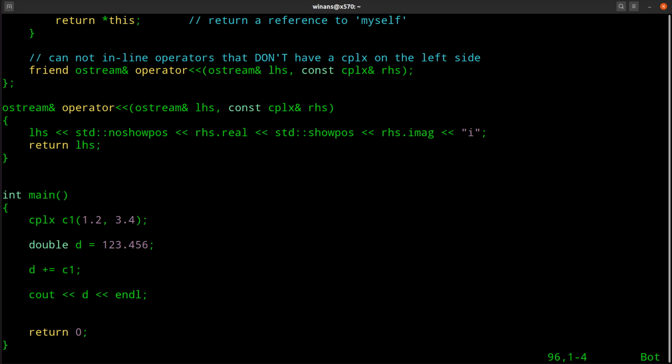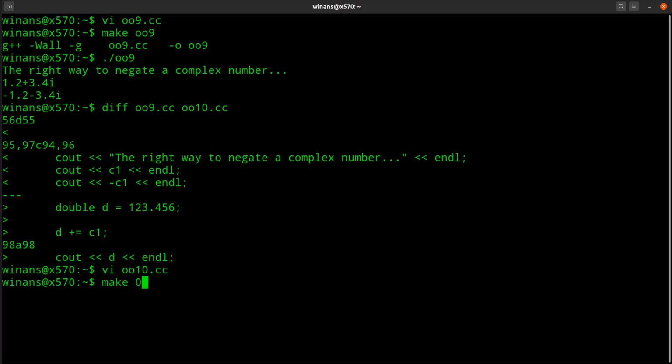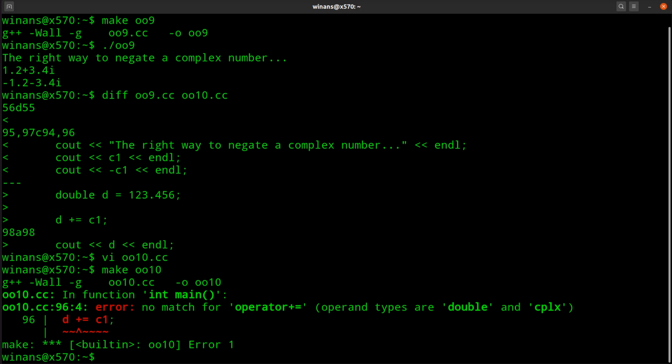And here's this double, and I'm going to try and add a complex, which is what C1 is, to a double. And we'll see what happens here. So let's try and compile it. The compiler is going to gripe. Now look very closely at what it says here. I cannot find an operator plus equals where the operands are double and complex. And this is written so that the double is the thing on the left. You can clearly see that's the double over there of this operator. And the CPLX object is the thing on the right. So it wants to find an operator plus equals that takes a double and a complex in order to do its job.